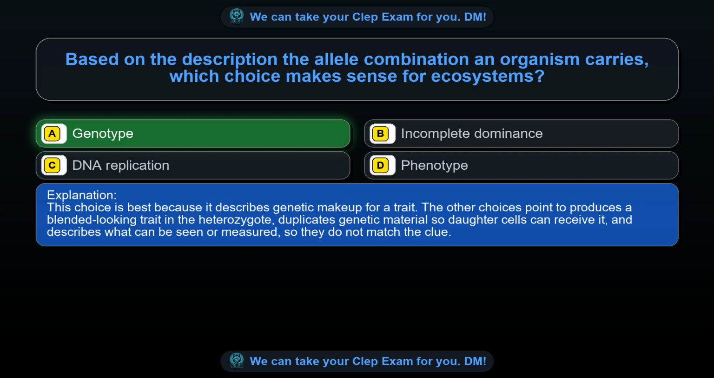This choice is best because it describes genetic makeup for a trait. The other choices point to something that produces a blended-looking trait in the heterozygote, duplicates genetic material so daughter cells can receive it, and describes what can be seen or measured, so they do not match the clue.